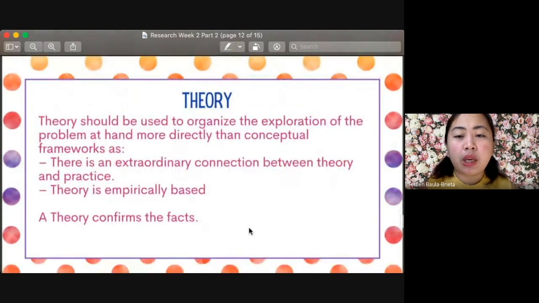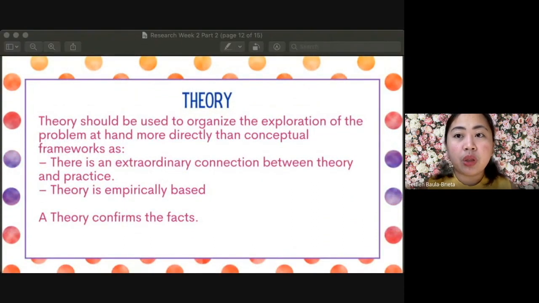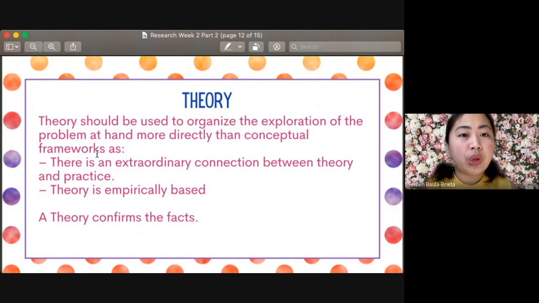So what should be included in the theoretical framework? The theory first should be from your readings, either from a book or from your recent article. It has to be an organized exploration of the problem, and it has an extraordinary connection to your research topic. So theory is empirically based, and a theory will help you confirm the facts.